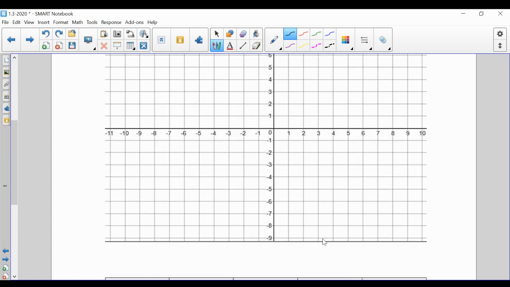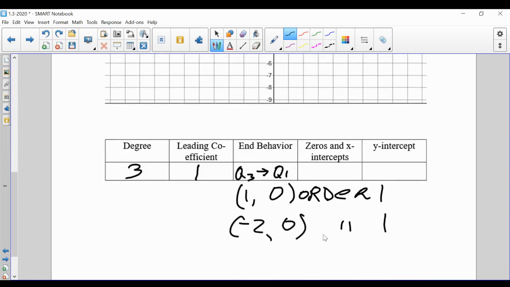So minus 3, order 1. Perfect. So they're all order 1 zeros. So minus 3, and it's an order 1. So that answers all of this stuff here. This whole thing here was answered by that. Let's get to the y-intercept now.